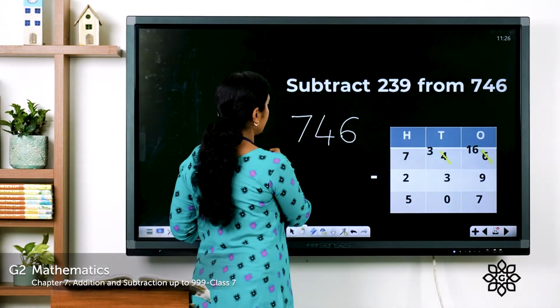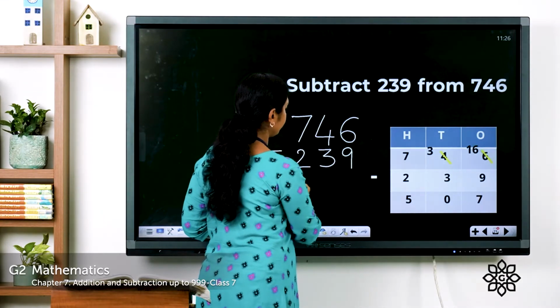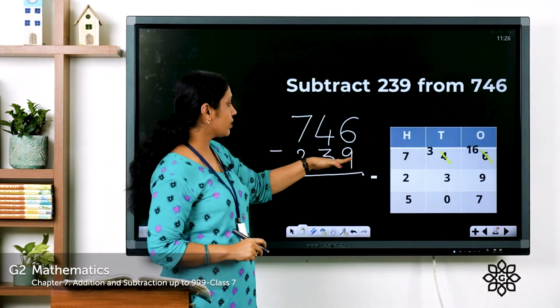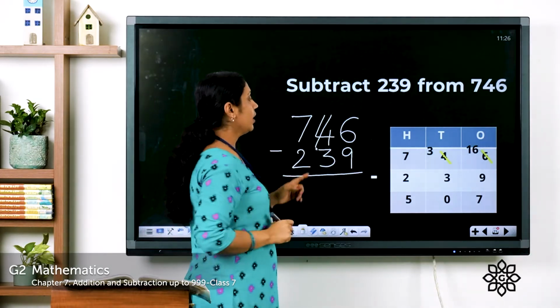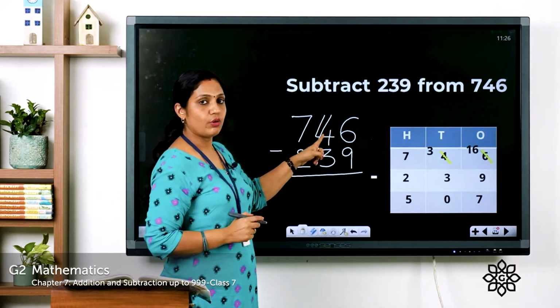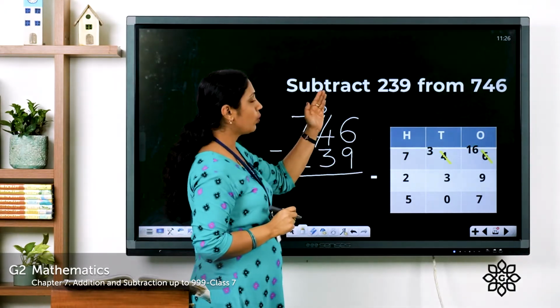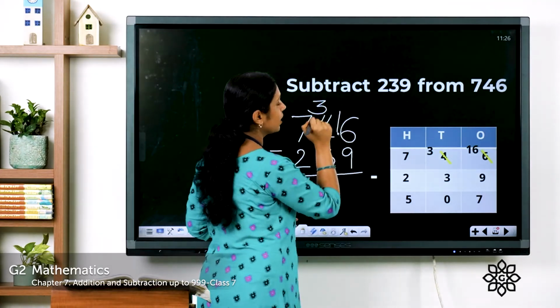746 minus 239. So 6 minus 9 here in the ones place. We are not able to subtract. So we'll move on to the tens place and borrow from here. Here in the tens place we have 4. When we borrow, here in the tens place it becomes 3, and the 1 that we borrowed will take to the ones place, and here 6 becomes 16.